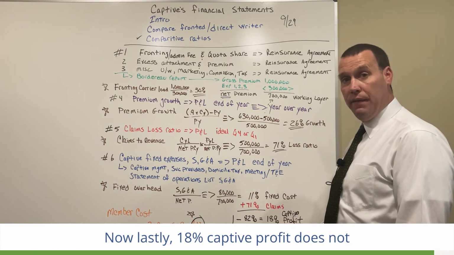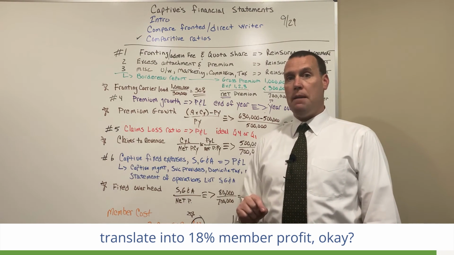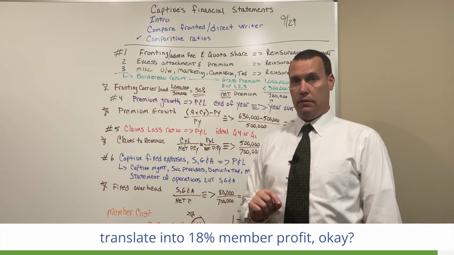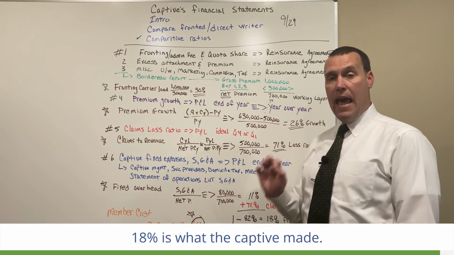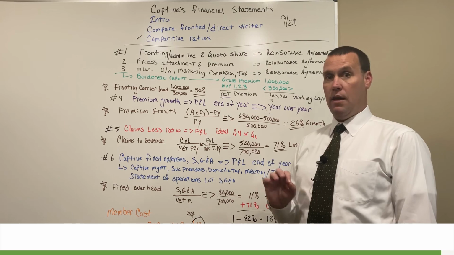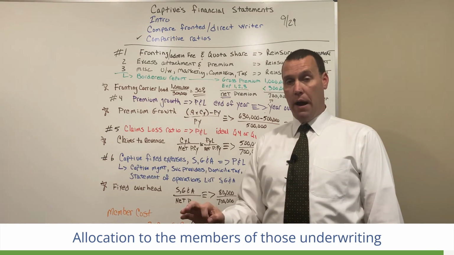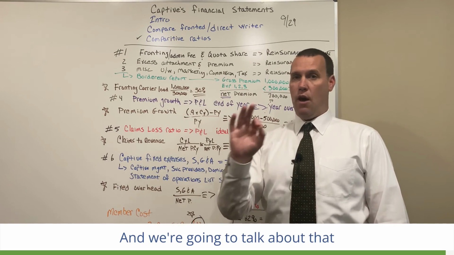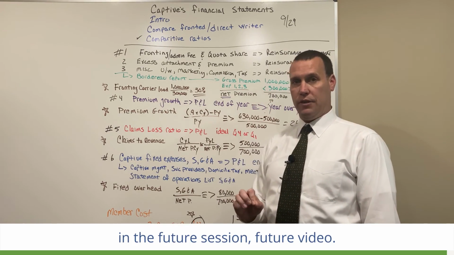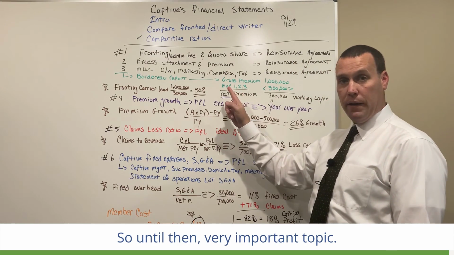18% captive profit does not translate into 18% member profit. Okay? 18% is what the captive made. Allocation to the members of those underwriting profits is an entirely different story. And we're going to talk about that in a future session, future video. So until then, very important topic.